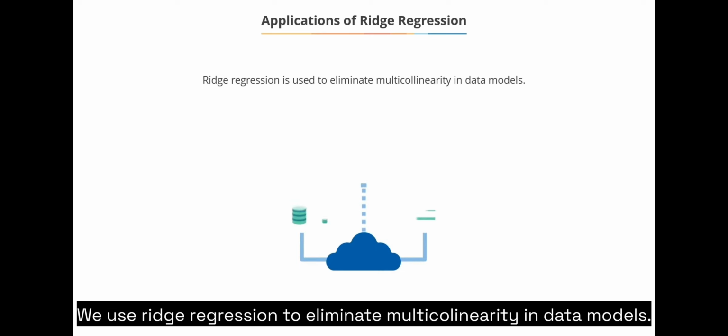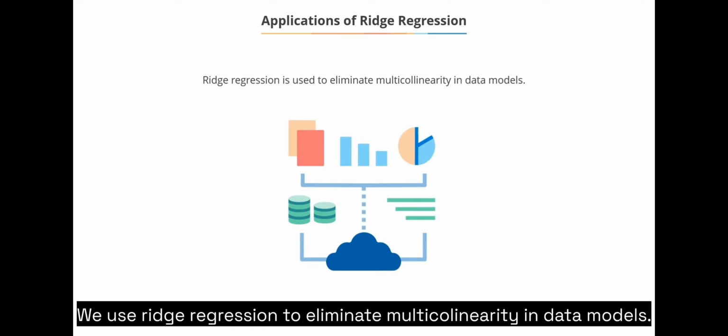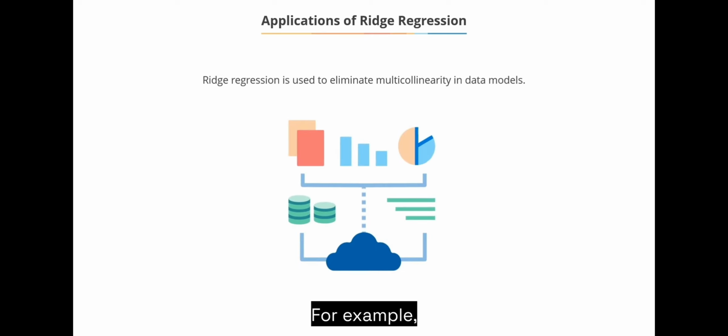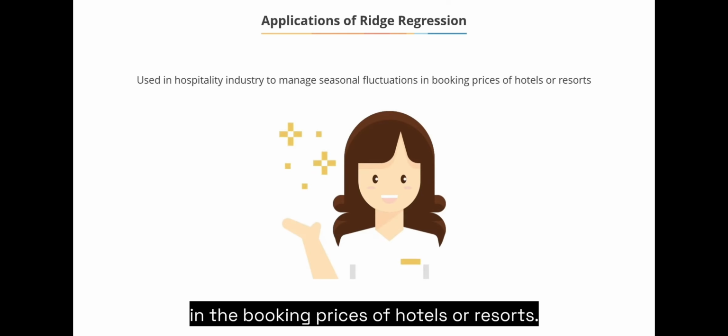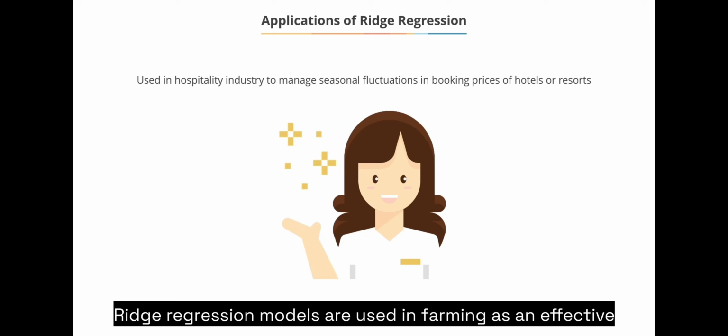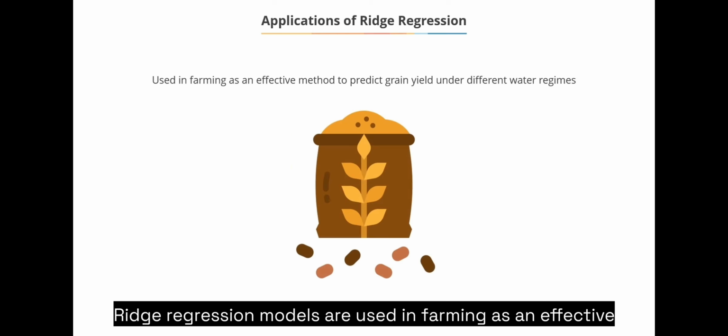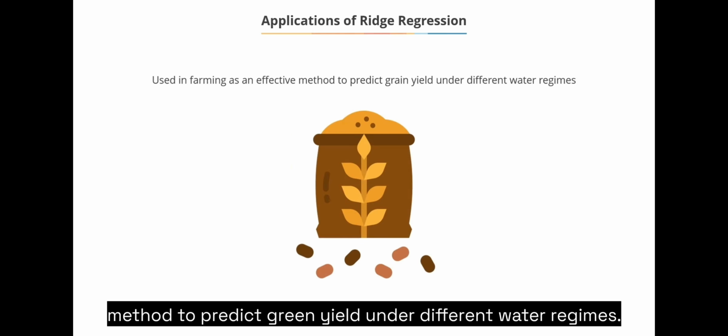Applications of ridge regression. We use ridge regression to eliminate multicollinearity in data models. For example, the technique is used in the hospitality industry to manage seasonal fluctuations in the booking prices of hotels or resorts. Ridge regression models are used in farming as an effective method to predict grain yield under different water regimes.